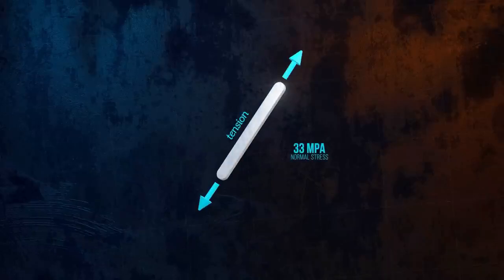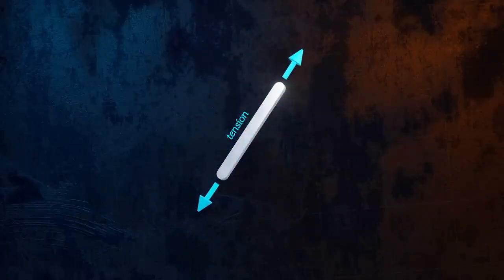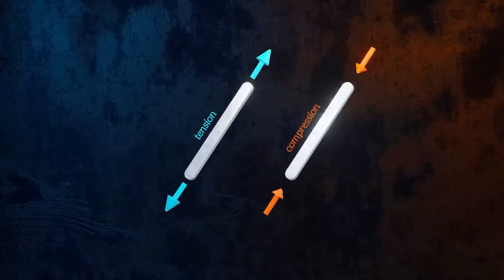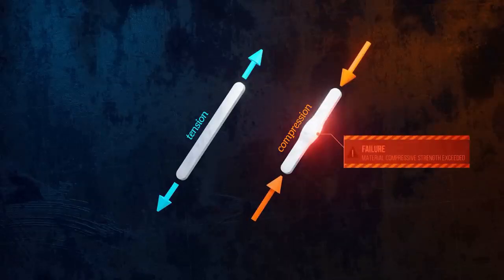When a bar is loaded in uniaxial tension, it will fail when the normal stress in the bar exceeds the yield or tensile strength of the material. And if it's loaded in compression, it will fail by crushing when the compressive strength of the material is exceeded. But there's an additional way the bar can fail when in compression, which is by buckling.